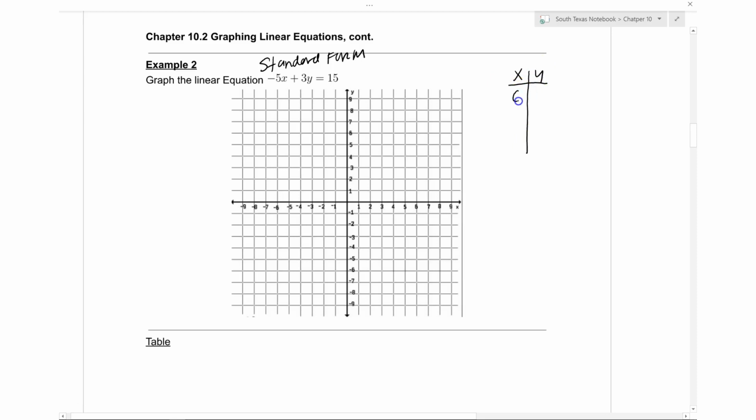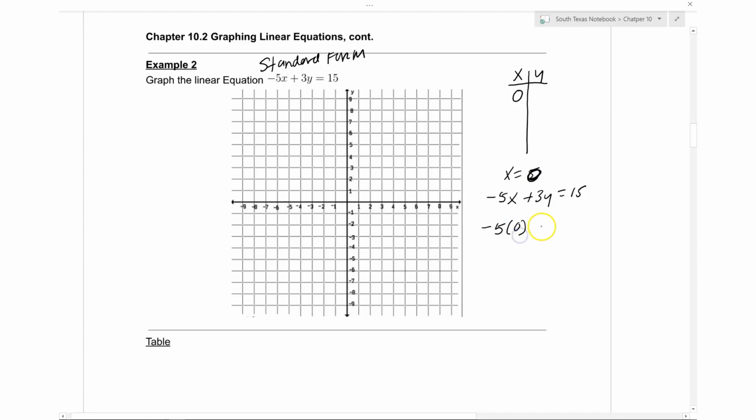So I'm going to start with x equals 0. So I have x equals 0. And what I'm going to do is substitute into the equation negative 5x plus 3y is equal to 15. So x is going to be replaced with, I meant to say 0. X is 0. So x is going to be replaced with 0.